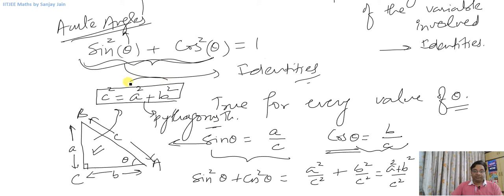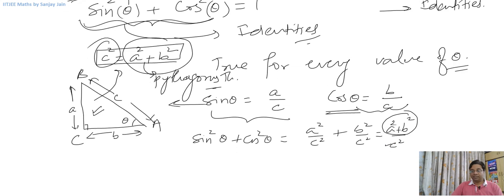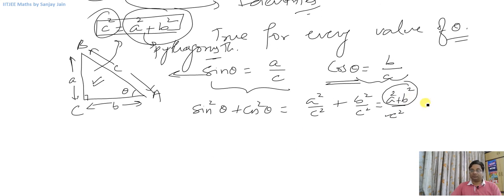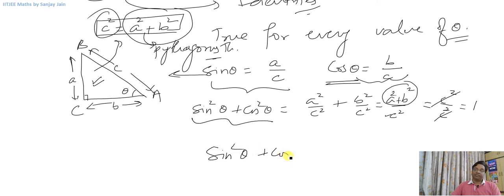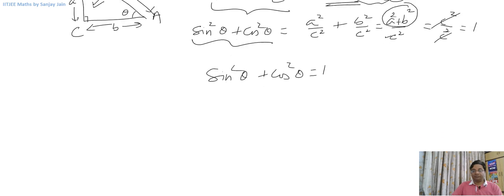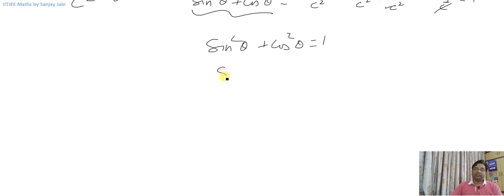So now a square plus b square is nothing but c squared. So what I can do here is replace this a square plus b square by c square. So sine square theta plus cos square theta will be c squared by c squared, equal to 1. So sine square theta plus cos square theta is equal to 1, right? We also discussed in previous lectures that sine square theta can be easily written as 1 minus cos square theta, and cos square theta can be written as 1 minus sine square theta.